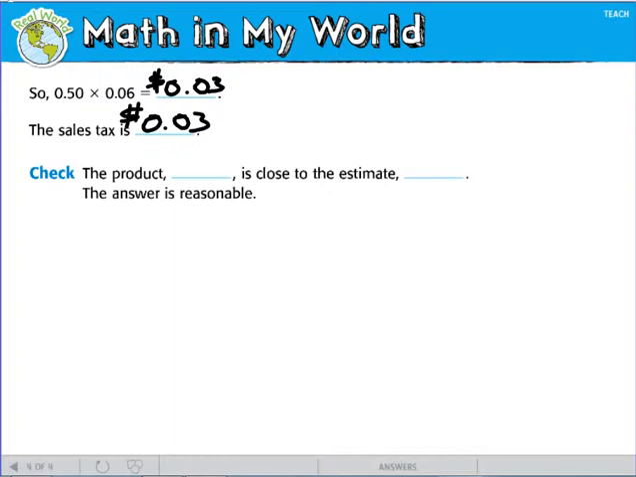Now, the product is close to the estimate of 0. So our answer is reasonable. Because 3 cents is pretty close to nothing. Correct? Yes? Can't you just put 3 and then the cent sign? No, because now it looks like $3. We're doing this with a decimal problem, so we want to make sure we do the decimal. Okay?